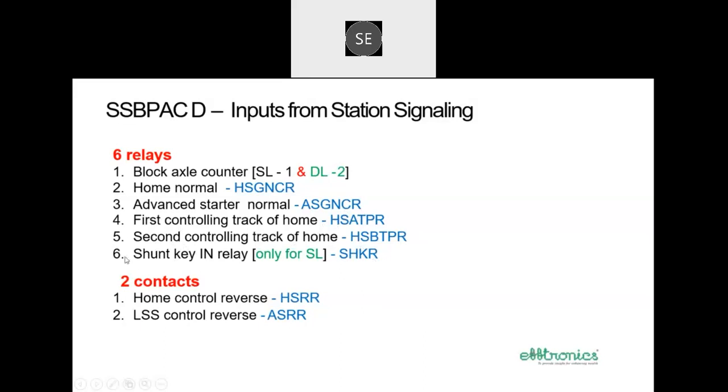Apart from these 6 relays, there are 2 other contacts required as input to the block instrument. They are home control reverse, home signal RR, LSS control reverse, LSS RR. So in total 8 inputs: 6 inputs are used to pick up 6 relays in the block instrument, and just 2 contacts are wired directly as input to the block instrument. So a total of 8 are required from station signaling.